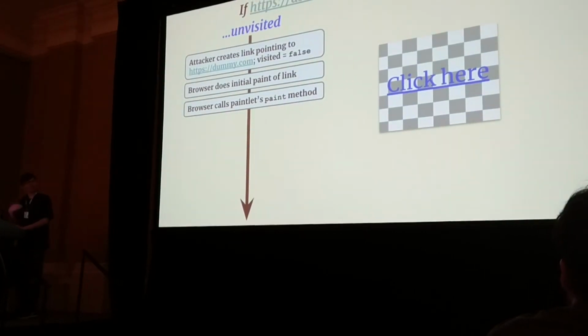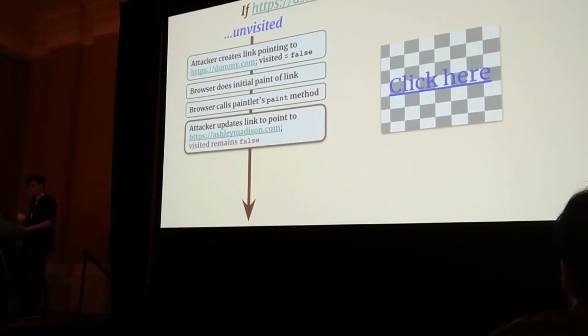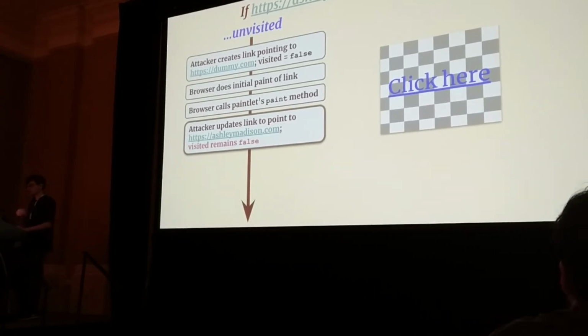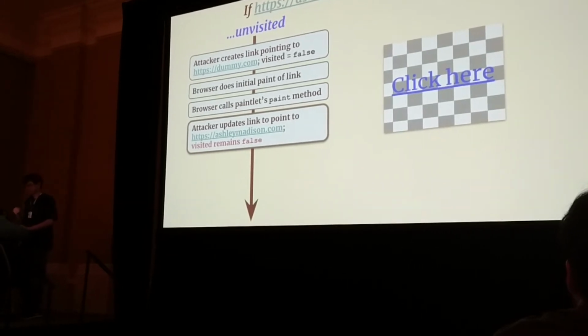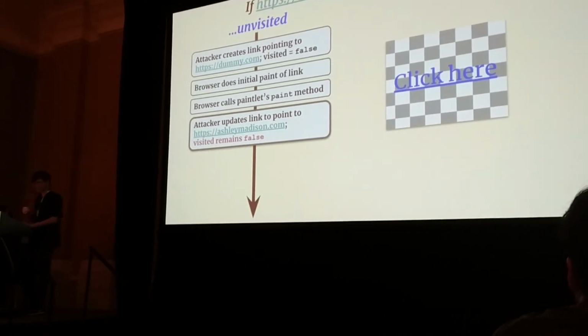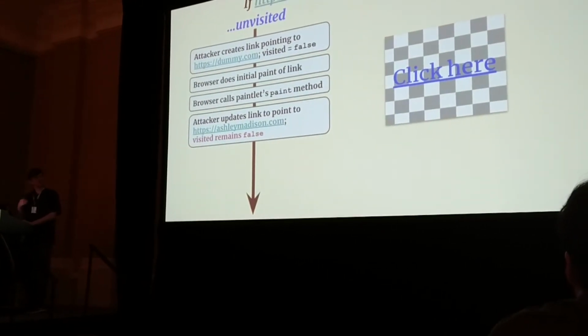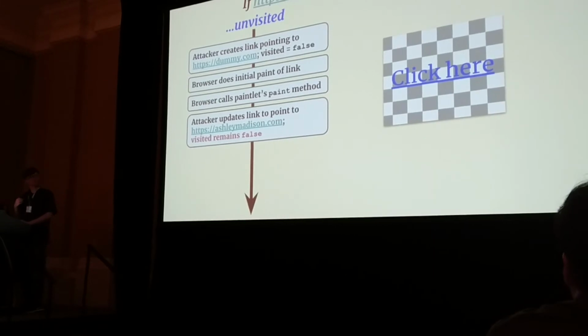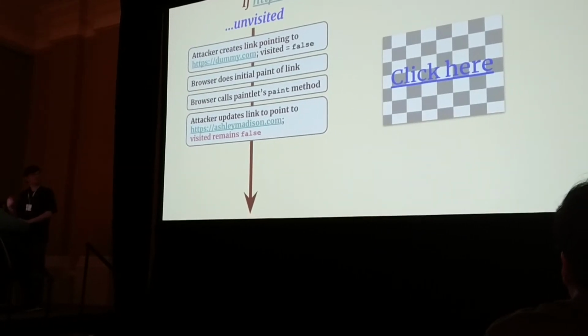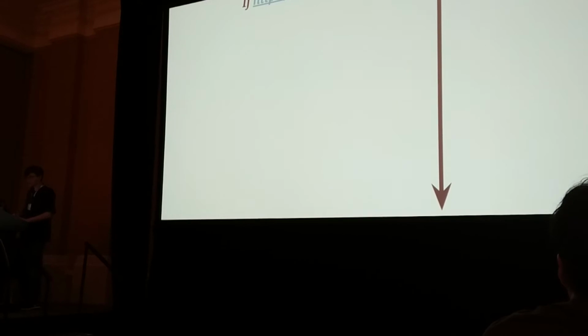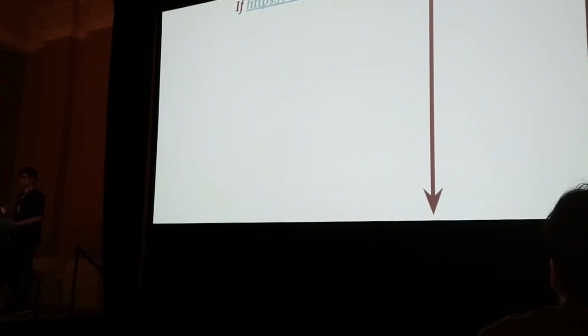After that whole paint cycle runs on the page, we have a background script embedded on the page to switch the link's destination URL from that known unvisited dummy URL to our target URL of interest, in this case, ashleymadison.com. Now, here in this timeline, our victim has not visited ashleymadison.com, so the visited property of the link element remains false, as it was for the dummy URL. But in the case where ashleymadison.com does actually appear in our victim's browsing history, the browser ends up reacting a bit differently to the same set of steps.